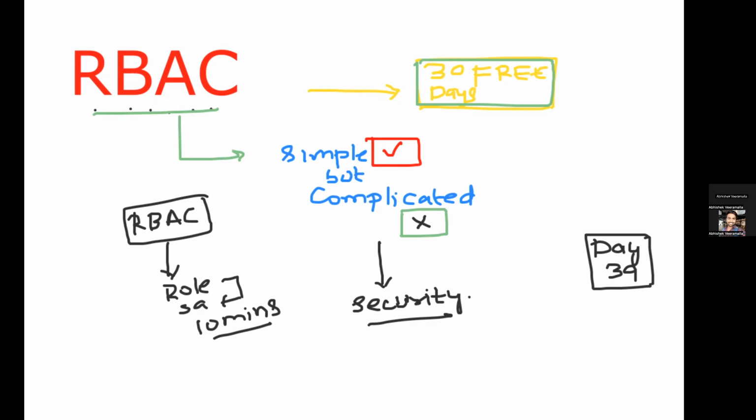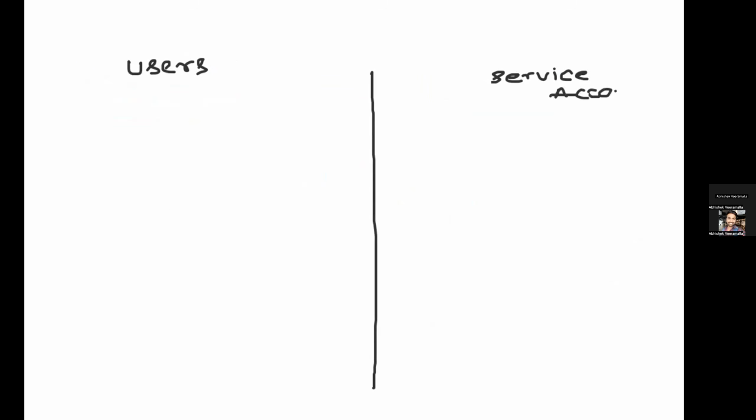Perfect. So firstly, Kubernetes RBAC can be broadly divided into two parts. The first part can be users, and the second part can be your service accounts, or how services manage access in Kubernetes. That can be any applications that you are running in Kubernetes. So firstly, let's try to understand this user management.